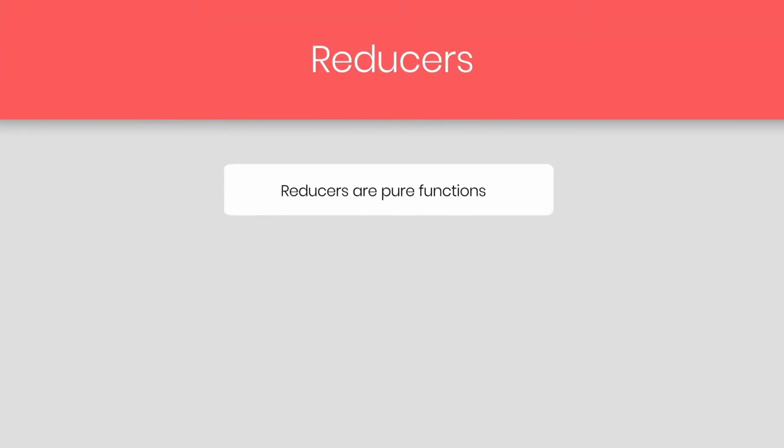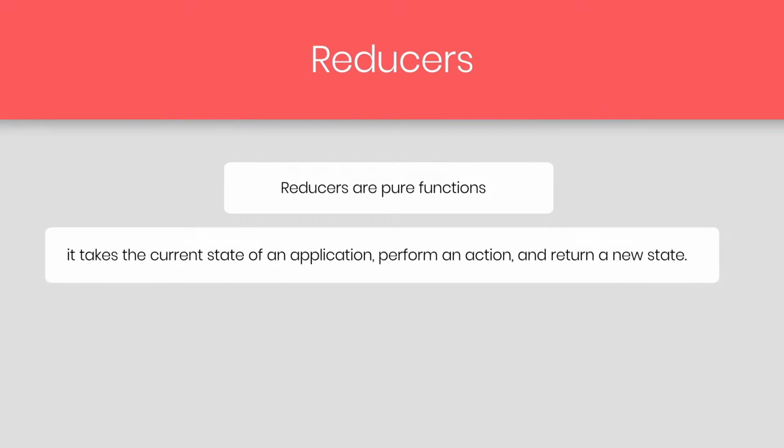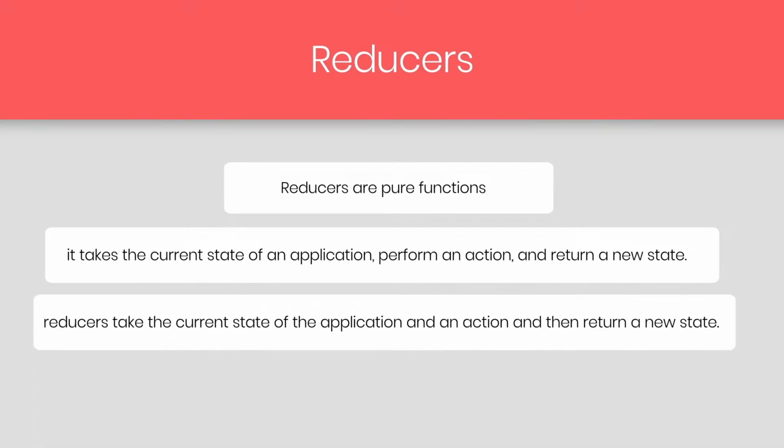Just after that, we have the reducer. So let's see what a reducer is. Reducers are pure functions that take the current state of an application, perform an action, and return a new state. These states are stored as an object, and they specify how the state of an application changes in response to an action sent to the store. Basically, a reducer takes the current state of the application, and as a second parameter, it takes an action and then returns a new state.